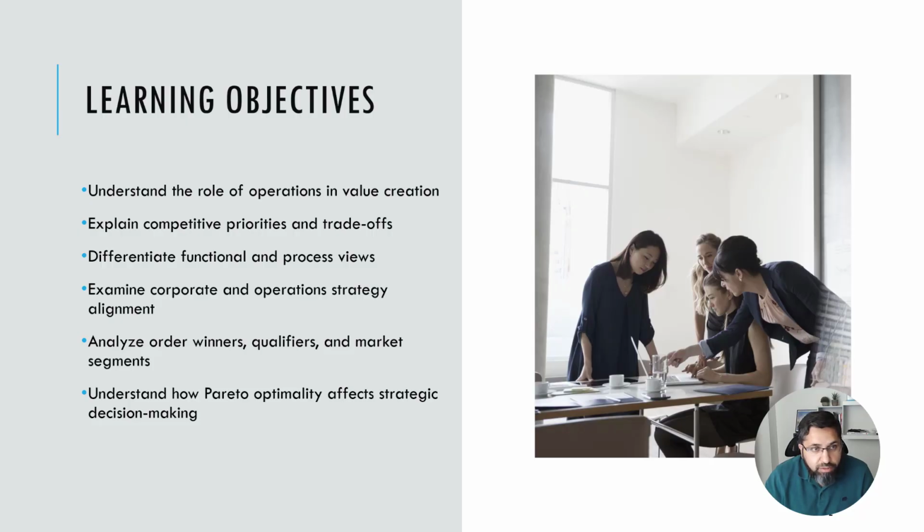So the learning objectives are to understand the role of operations in value creation, explain competitive priorities and trade-offs, talk about the functional and the process views of the organization, then look at the link between operations strategy and corporate strategy, look at, when we implement operations strategy, how do we think about order winners, qualifiers for different markets, and then to understand what Pareto optimality is, because it has implications for strategic decision making.